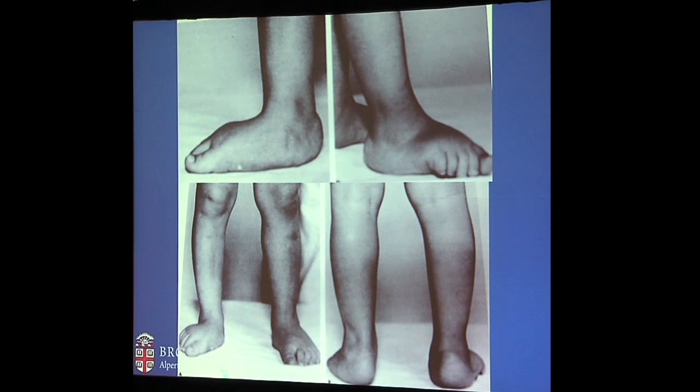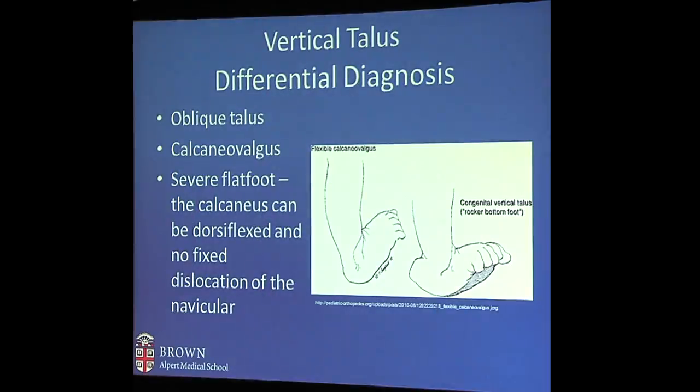All right, so look at this kid. This is a vertical talus. This is a normal foot. And you see it doesn't look as dramatic as that other picture. All right, so what's the differential of this? How do you tell? Well, here's the calcaneal valgus foot where the whole foot is pointed up. Here's the CVT where the back of the foot's pointed down and the front is pointed up.